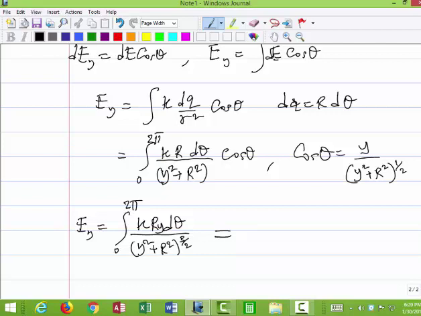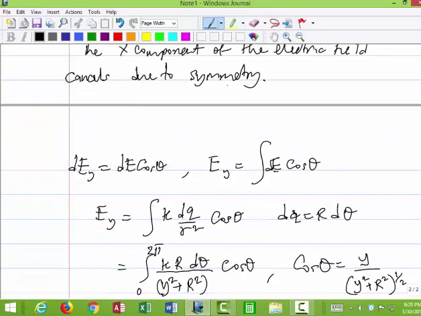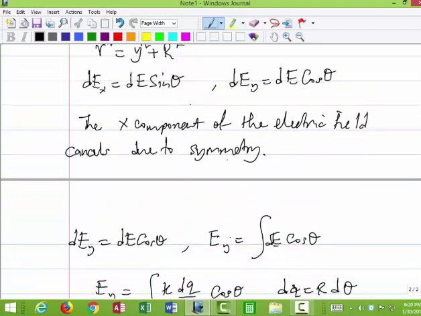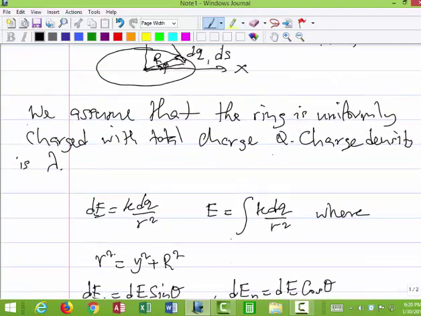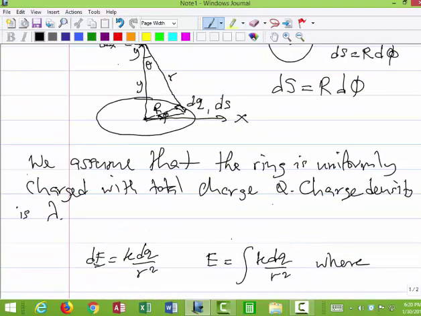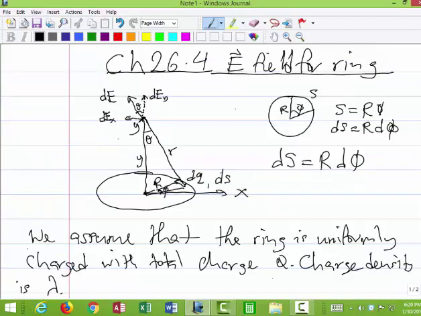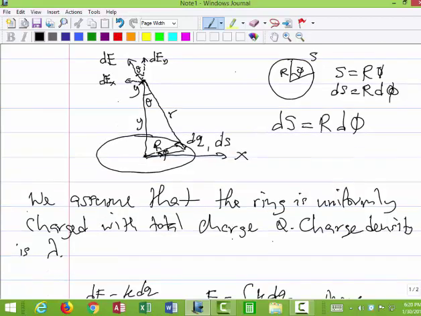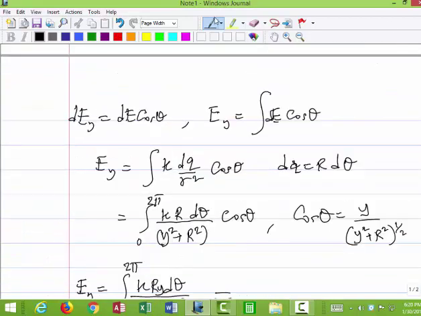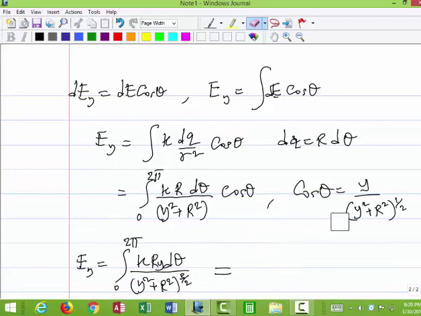Since we are only integrating over the angle, let me see what I'm integrating over. In this case, I'm integrating over phi, sorry, not theta. The length of the segment is r d phi. So let me make that correction first: I'm integrating over phi, not theta. So this is integration over phi, because those are two different angles.